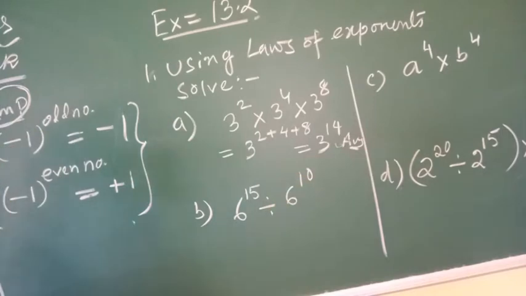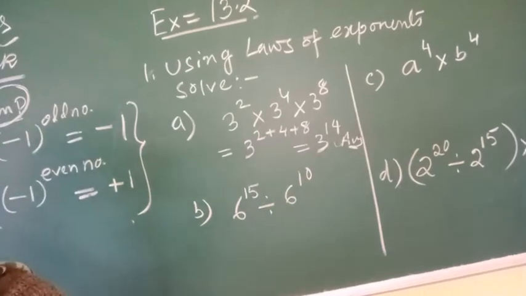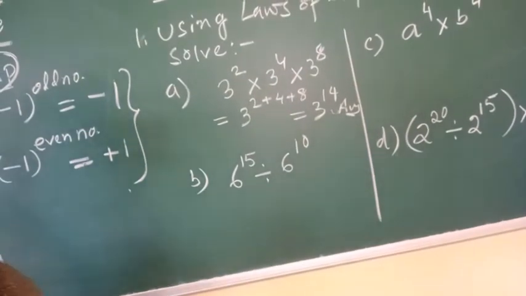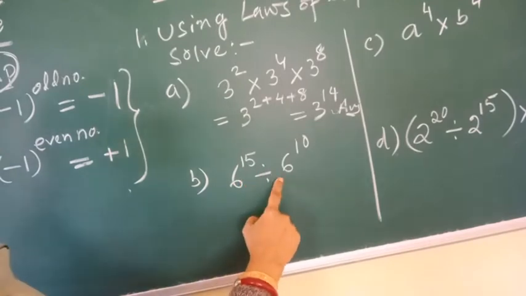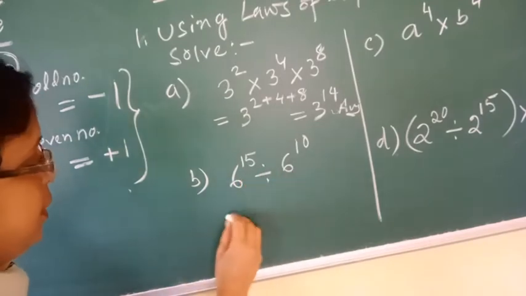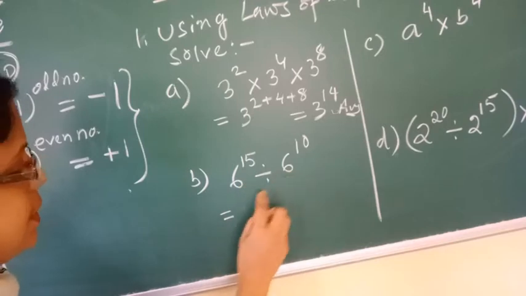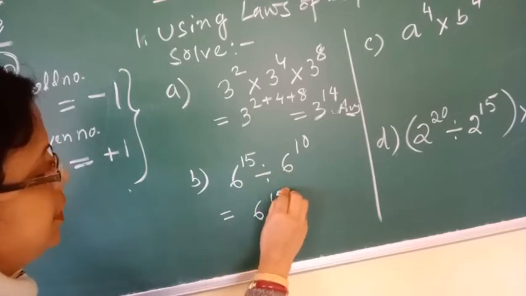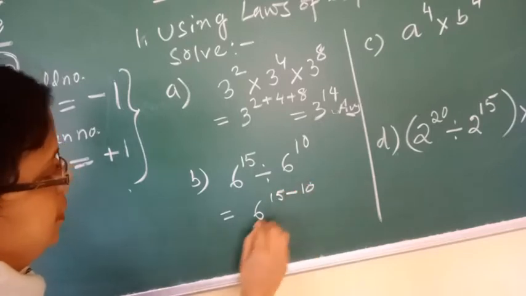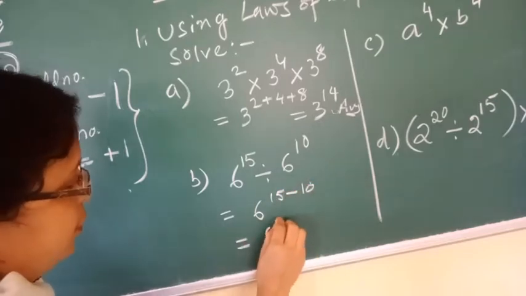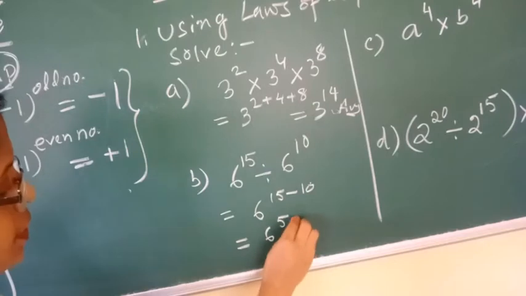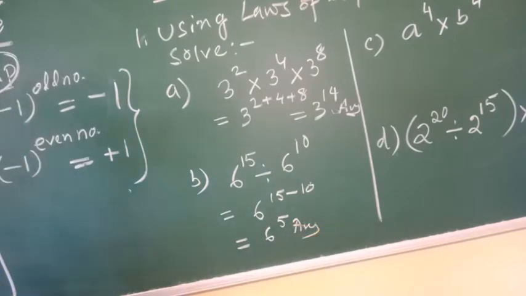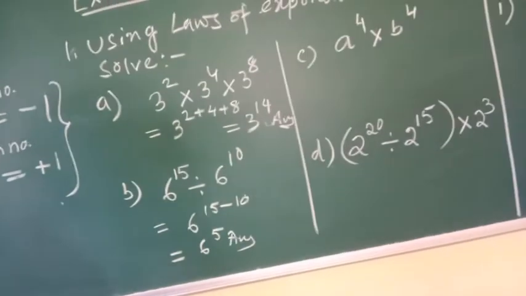Okay, next question is, see, 6 to the power 15 divided by 6 to the power 10. So bases are same, division sign, you know that you have to subtract: 15 minus 10, 6 to the power 5. This is the answer of this sum, 6 to the power 5. Next, come to the next sum.